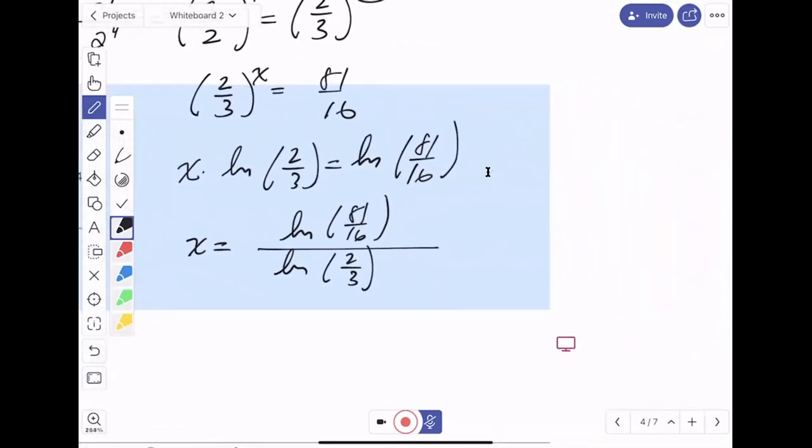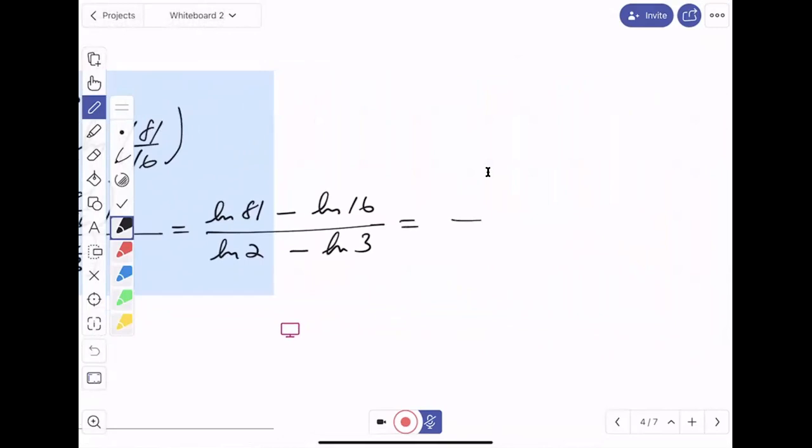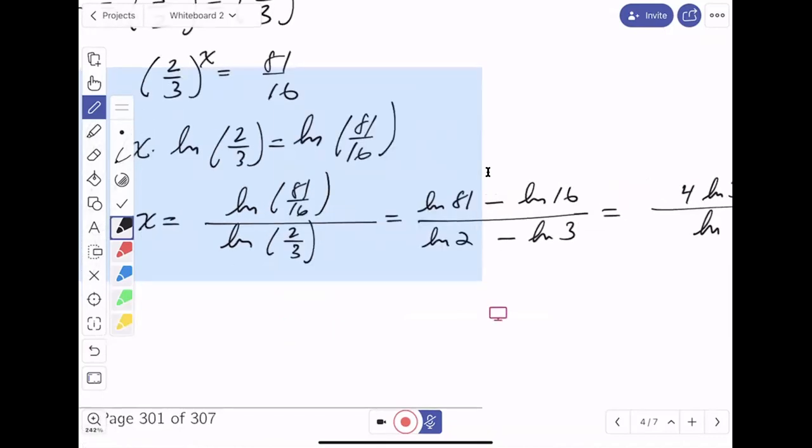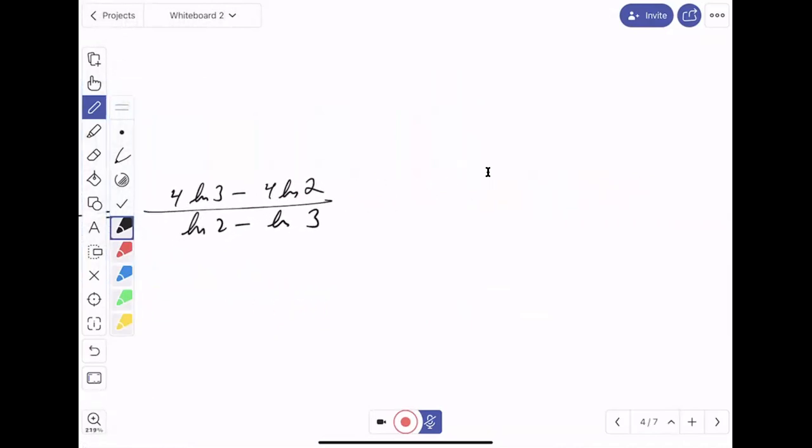Yeah, I'm not opposed to doing it this way, but let me keep going. This is ln 81 minus ln 16, over ln 2 minus ln 3. Geez, it's a lot of work. Let's keep going. We'll eventually get there, by the way. What's this going to be? Well, 81 is 3 to the 4th power. So 4 ln 3 minus 4 ln 2. Did I make a mistake over here? 2/3, yeah, ln 2 minus ln 3. Boy, this is so much work, it's incredible.